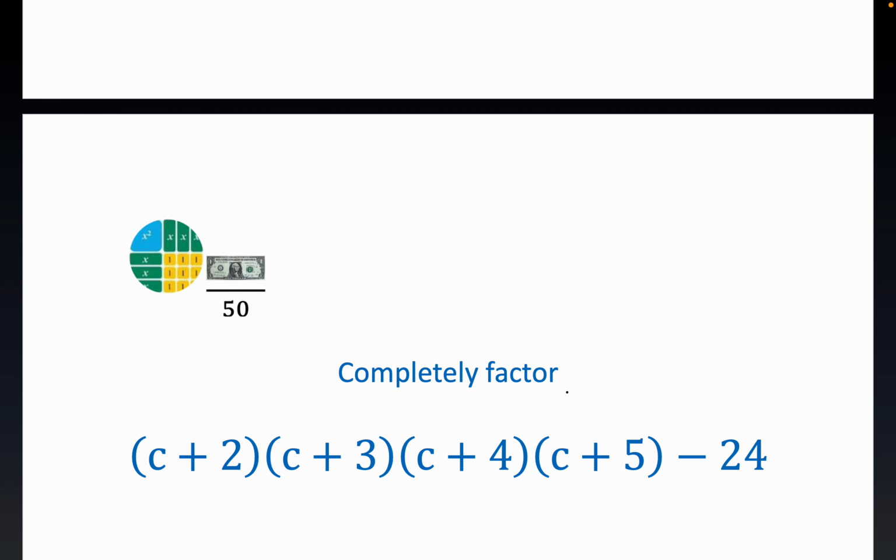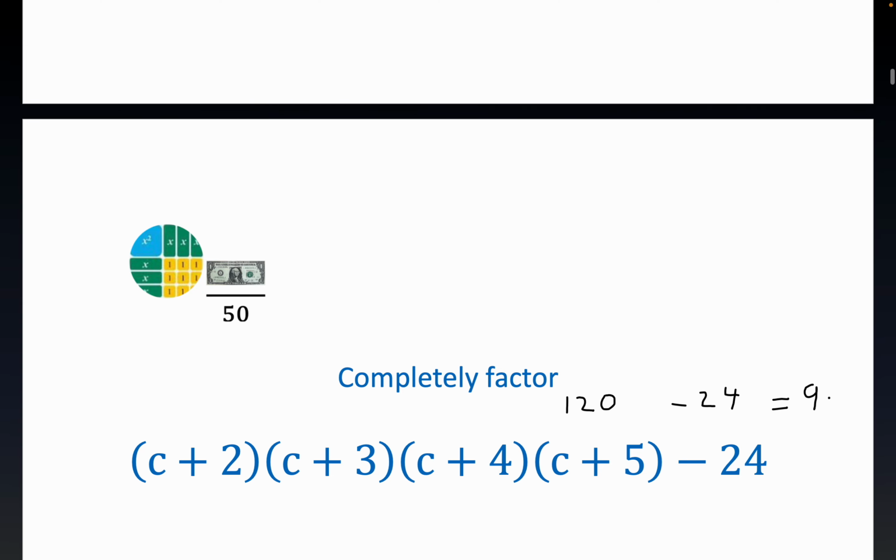Hey everybody, tonight we have what I would call a challenging factoring problem, and I'm just writing down something that has to be a necessary condition. Notice the product here: 2 times 3 times 4 times 5 is 120, and then you have minus 24, this naked-looking constant, which equals 96. Whatever we get, it'll be a necessary condition that we have a constant of 96.